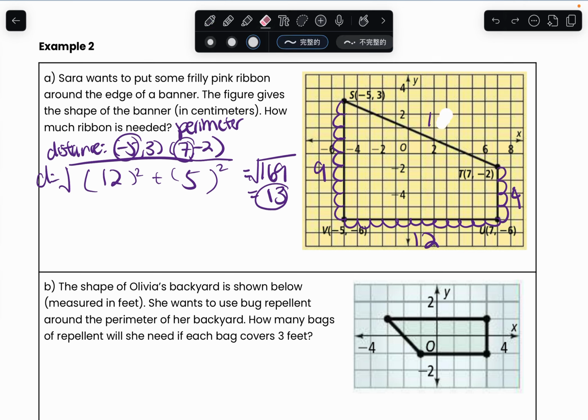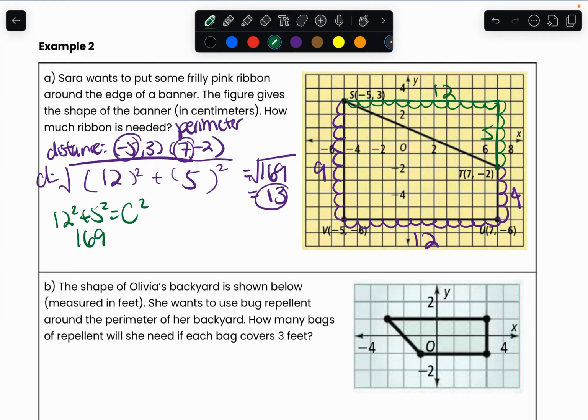Now, let's use the Pythagorean theorem. For the Pythagorean theorem, you're going to take these two points and extend them out to draw a triangle. Now, this side, you'll see it's 1, 2, 3, 4, 5. On this side, we see it's 1, 2, 3, 4, 5, 6, 7, 8, 9, 10, 11, 12. Then, to figure out my missing side, the slanted side, I will do 12 squared plus 5 squared equals c squared, which gives me 169 equals c squared. To find my c, I'll square root both sides, and my c in this case will be 13.